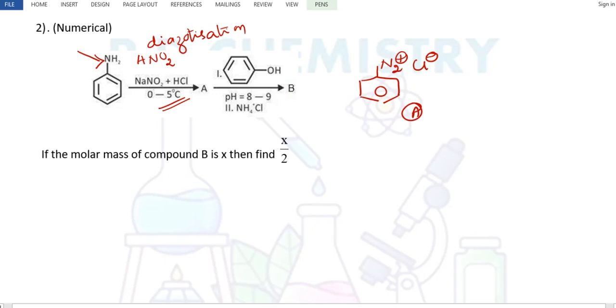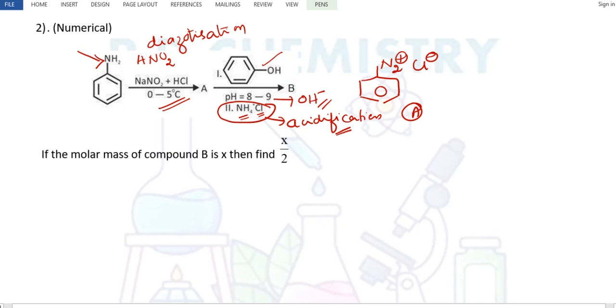Then it is treated with phenol. Can you see the phenol? And basic pH is required, correct? So basic medium. Then finally they are adding ammonium chloride. Ammonium chloride is for acidification of the salt. Since there is a base, finally the medium is acidified. Ammonium chloride when dissolved in water produces ammonium hydroxide and HCl. Therefore the medium is acidic in nature. This is for the acidification of the medium.